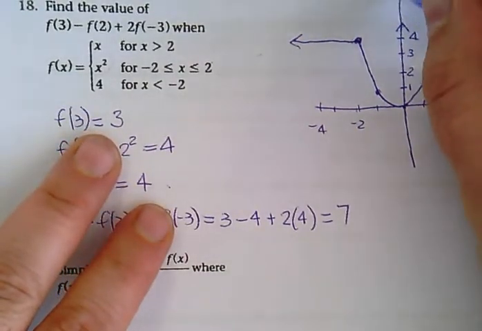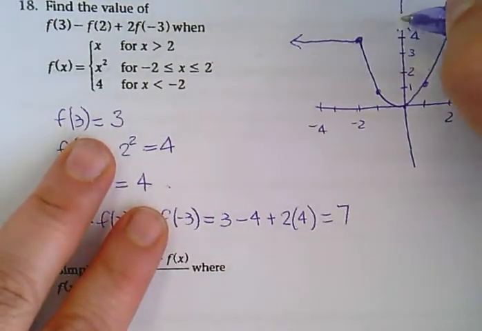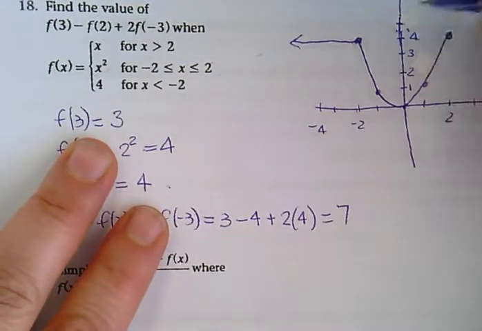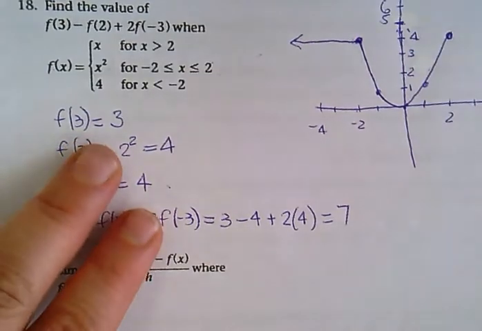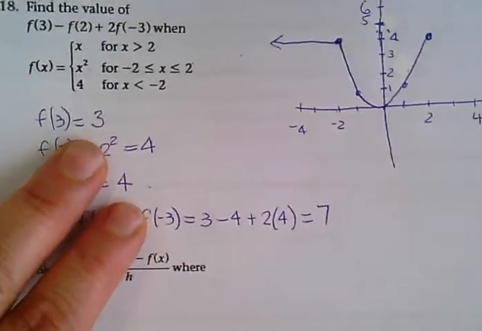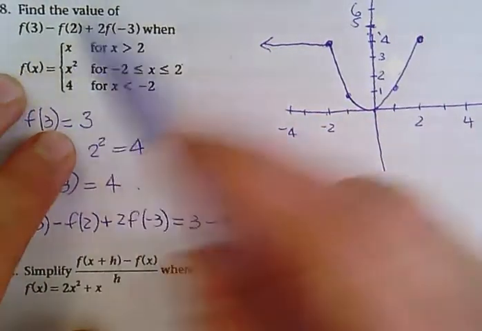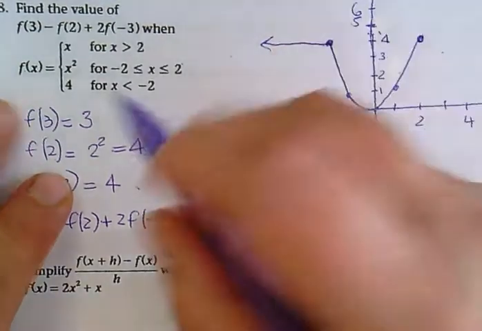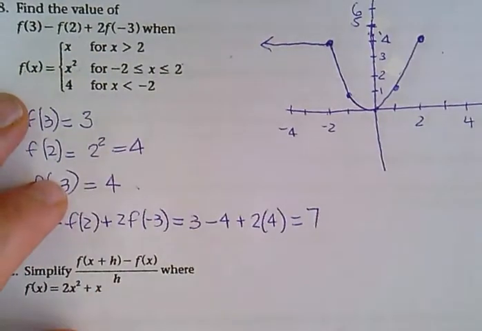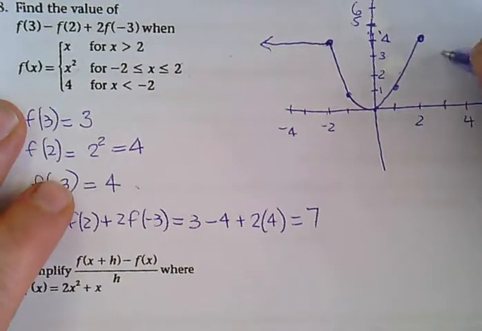And for values of x greater than 2, so give me a value. Tell me a value of x greater than 2. When x is 3, your equation is y equals x. So when x is 3, what does y equal? Function of x equals x means y equals x. So when x is 3, y is 3.